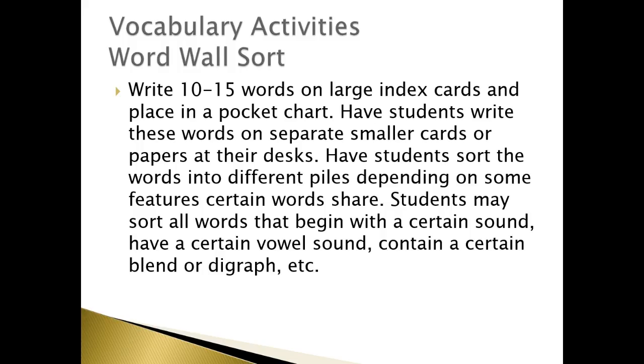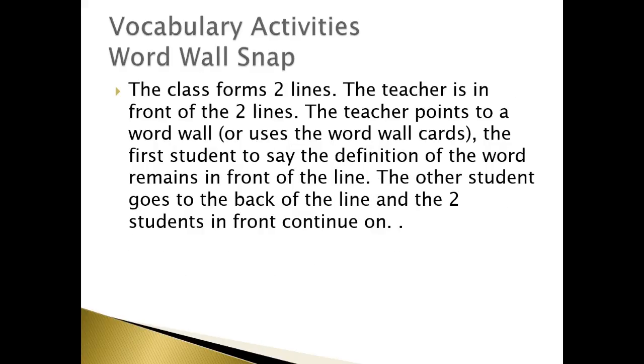Here are 2 activities you can do with your kids. One is word wall sort, where the kids can sort the words into different concepts, and word wall snap, where the kids line up into 2 lines. The teacher gives the kids the definition of a word, and the kids need to look at the word wall to tell the teacher what the definition would be. The first student that has the right word then goes to the back of the line and stays with the kids, but the one that doesn't might want to stay in the front to continue, or will go to their desk and sit down.